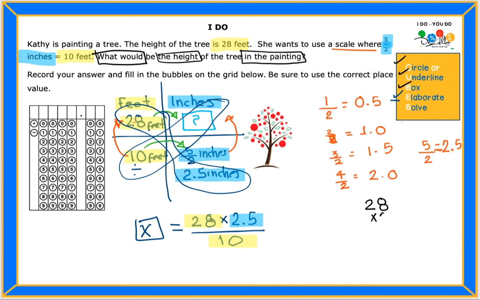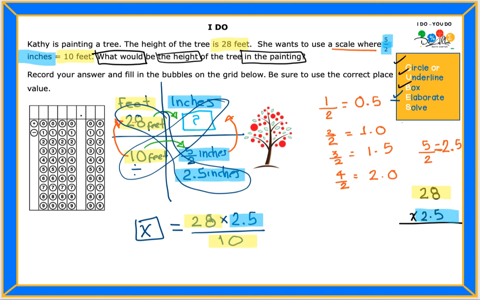28 times 2.5. And I'm going to highlight my numbers so you can see how I got my numbers. The first one is 28. It's not 2.8, it's 28. Let me fix that, guys. Here, I got this one from this section right here, and this 2.5 from here.